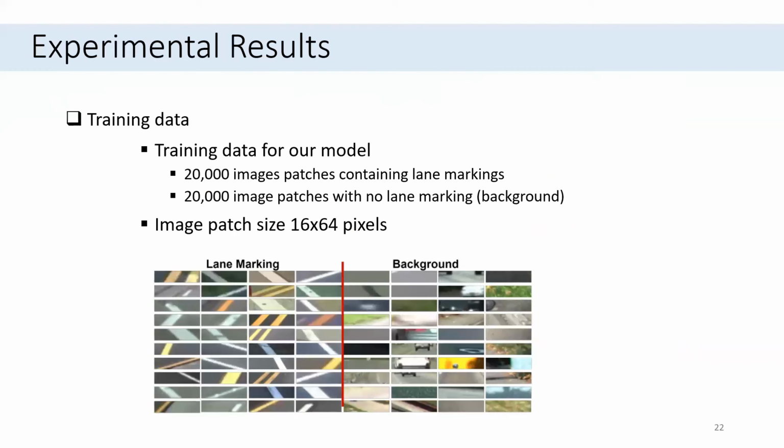So, the experimental results. To train our model, we collected about 40,000 image patches, each of size 16 by 64 pixels, from various sources. 50% of this data contains lane markings, and the remaining 50% contains just background, no lane markings, as shown in this image.